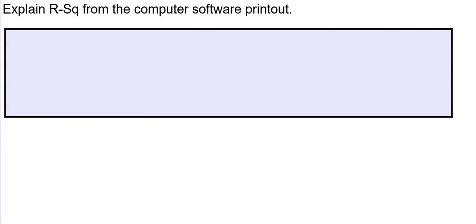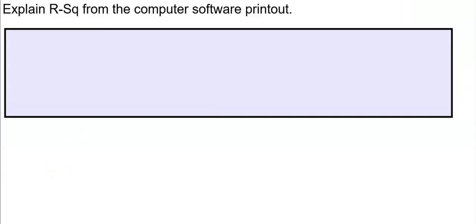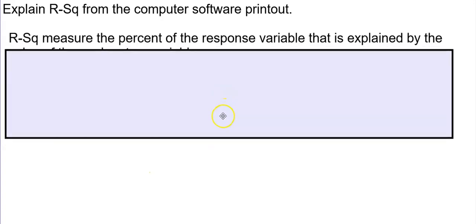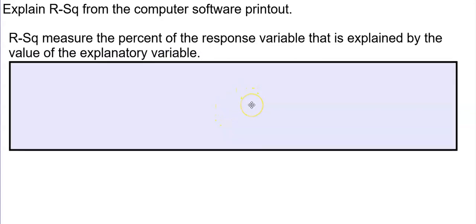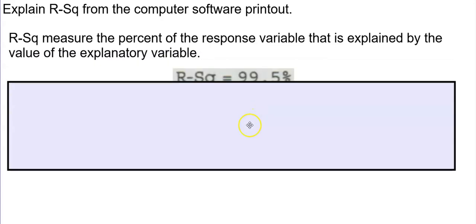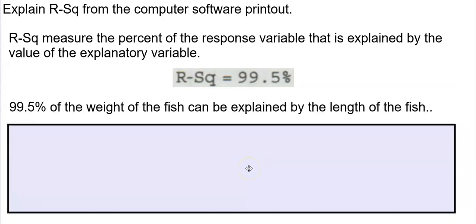Now you'll notice one of the things it gave us was r squared. So right here we had r squared. What does r squared mean? Hit pause, jot down what you think it means, and come back. So I'd like to remind you, r squared is the measure of the percent of the response variable that is explained by the value of the explanatory variable. So when r squared is 99.5%, that means 99.5% of the weight of the fish can be explained by the length of the fish. The rest of the 0.5% is something else. Did you say that? I know you did.